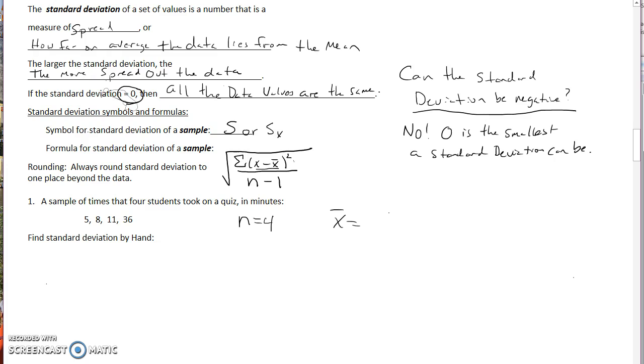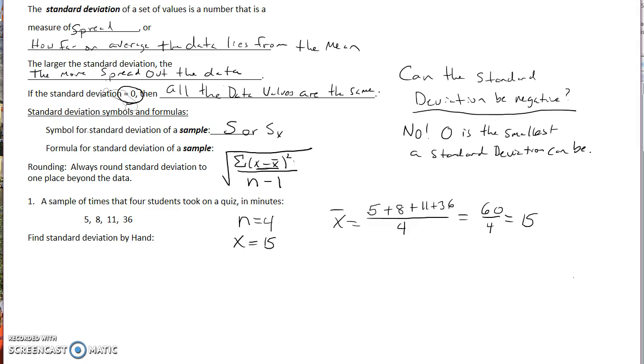And then let's find x bar. This is the mean, right? So what do we do? We add up all the numbers we have, 5 plus 8 plus 11 plus 36, and we divide that by the total number of numbers we have, which is 4. So this is going to be 60 divided by 4. So the mean of this data set is 15.